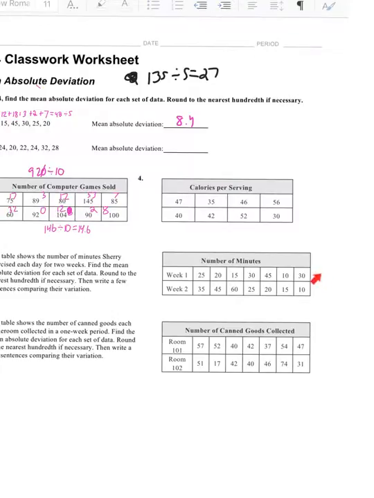So you can say something like if week 1 has a higher mean absolute deviation, or week 2 has a higher mean absolute deviation. Maybe you can talk about how they are really close or far apart. So you have to wait and see what you get.